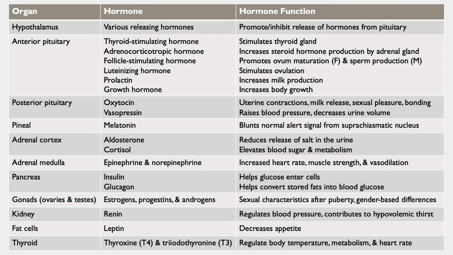Leptin is part of what helps us feel satiated following a meal. It decreases appetite. The thyroid releases many hormones, but two that are particularly important are thyroxine, T4, and triiodothyronine, T3. These help regulate body temperature, metabolism, and heart rate.